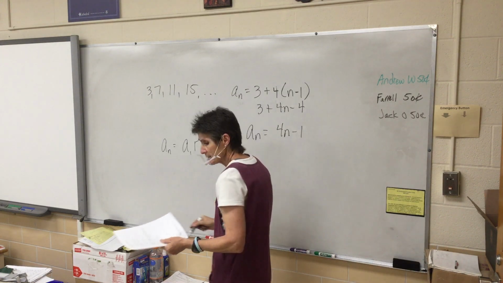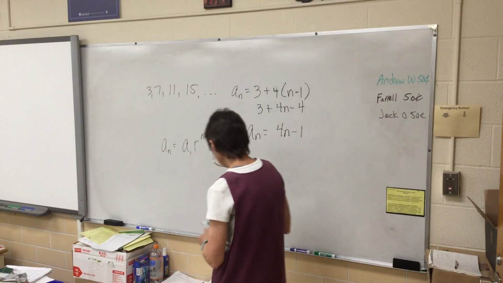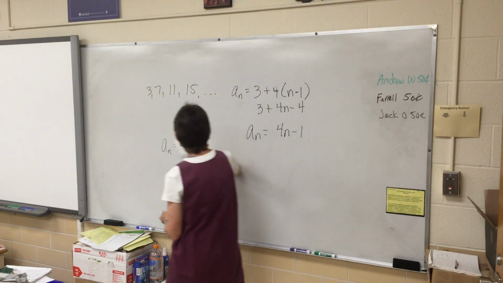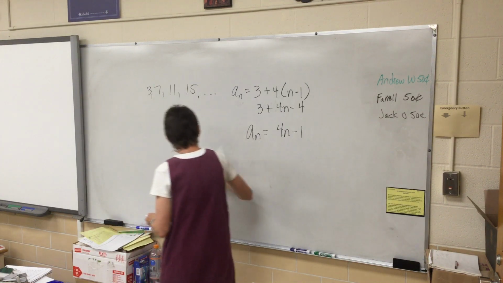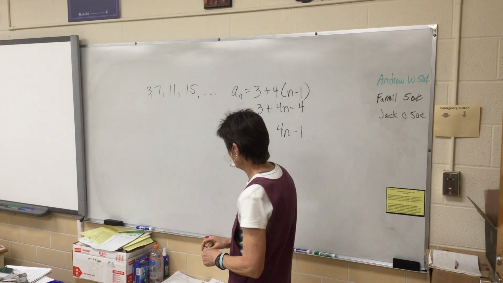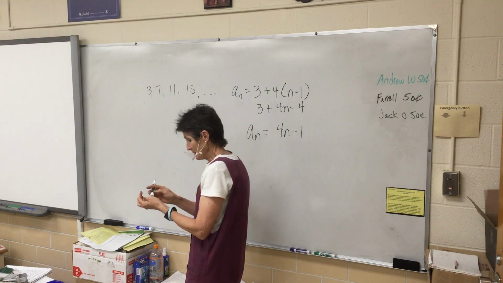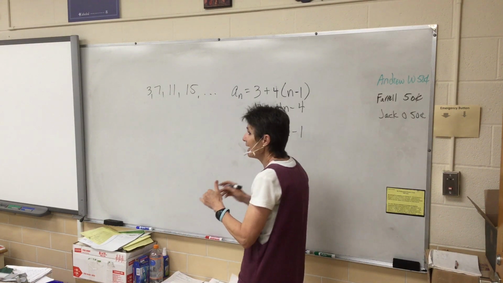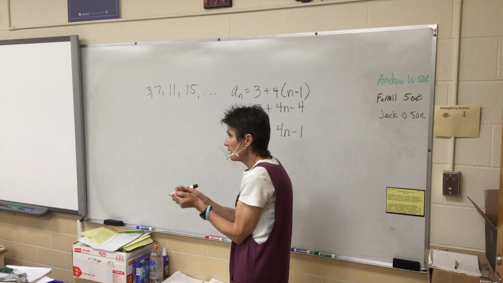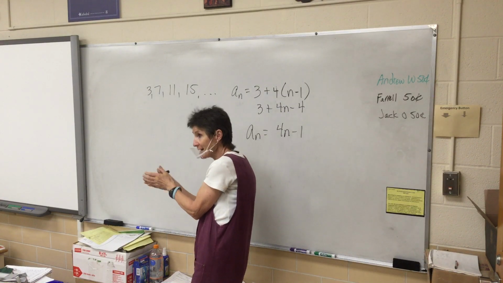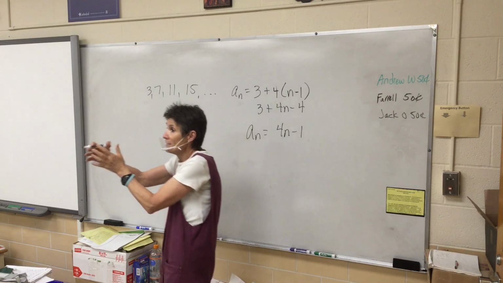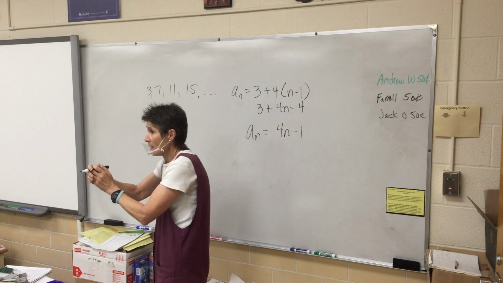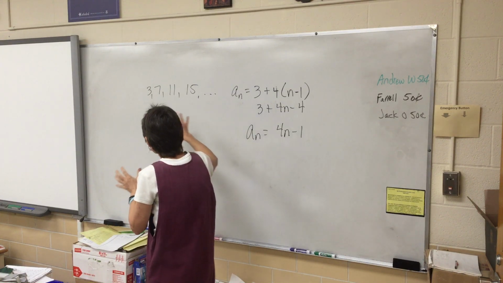Now, some sequences, not this one, but some sequences can best be described in what we call recursively. And what we mean when we say recursively is you find the 100th term by doing something to the 99th term. In other words, you build it as you go. In a minute, we're going to look at one that has to be done that way. This one doesn't, but we're going to do that anyway.